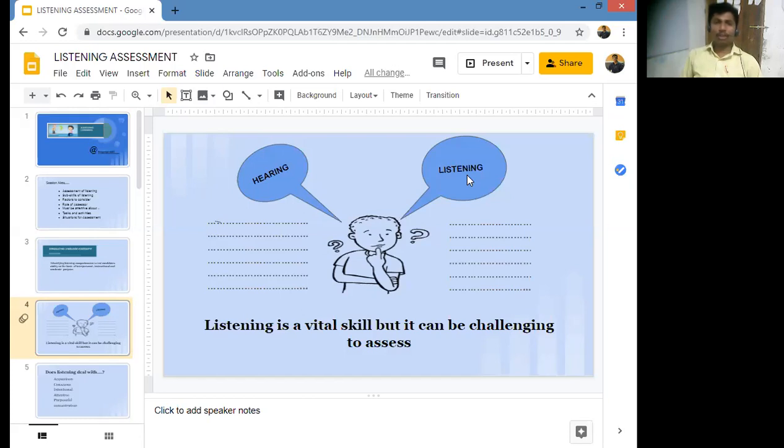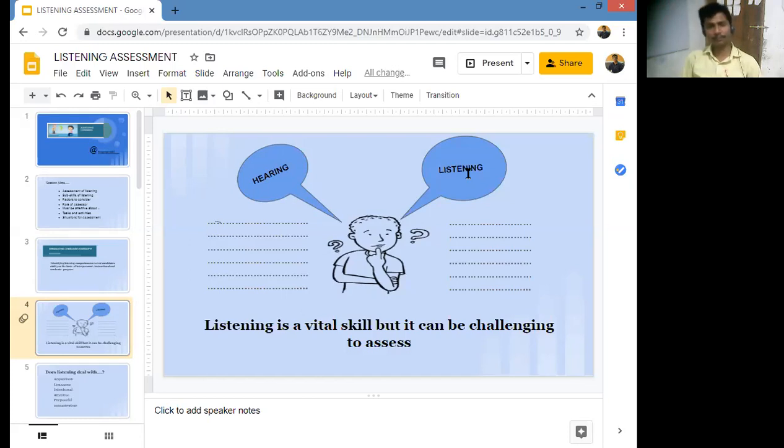There is not a huge difference. Both are processes to receive sounds from outside or from our surroundings. But if it's not intentional, then it would be hearing. If it is unexpected and unintentional, if sounds happen to fall on our ears, that would be hearing.